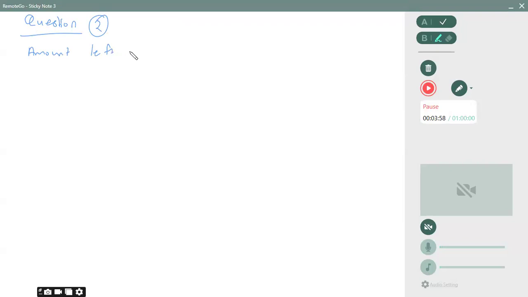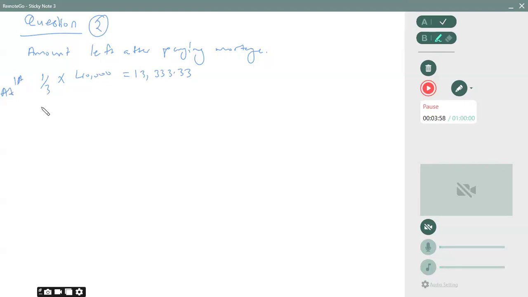So let us first look for amount left after paying mortgage. So what we are going to do, we are going to take a third of 40,000. So this one gives us 1333.33, like at first, okay?